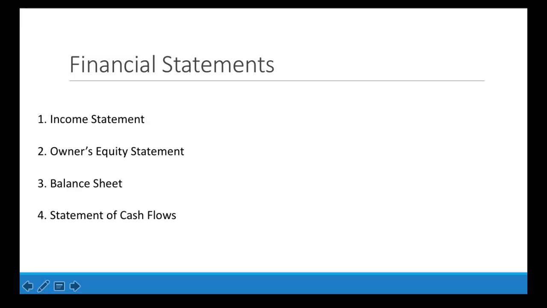We first prepare an income statement because we then need the net income or net loss that we'll put on the owner's equity statement. Then the owner's equity statement gives us our ending owner's capital, and that goes on the balance sheet. For your statement of cash flows, you need a lot of different balances from the balance sheet. So knowing not only your 4 financial statements, but why they're prepared in this order will be helpful for you on your exam.